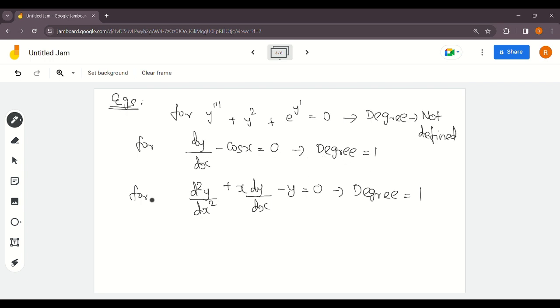And for this equation, order we have already seen it as 2, and the degree of the highest order, so again the degree is 1. So this is the concept of order and degree, and I hope that all of you would have been able to understand by this time.